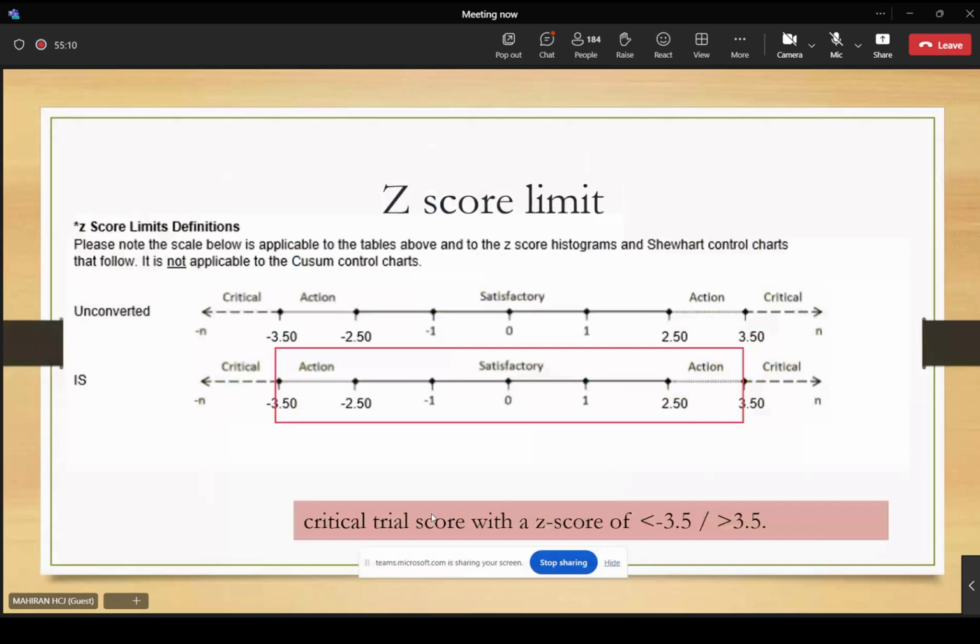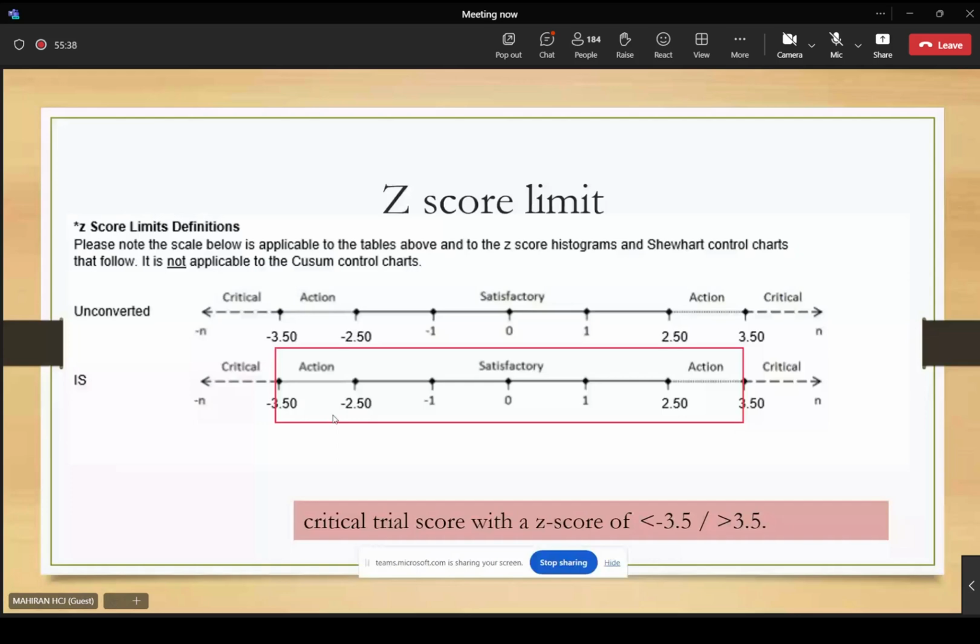So selain daripada itu, untuk result eukenika kita perlu lihat Z-score limit. So untuk Z-score limit ni, critical trial score adalah within kurang daripada 3.5 dan juga kurang daripada negatif 3.5 dan lebih daripada 3.5. So kita nampaklah graf kat sini, kena within dalam yang satisfactory ni.